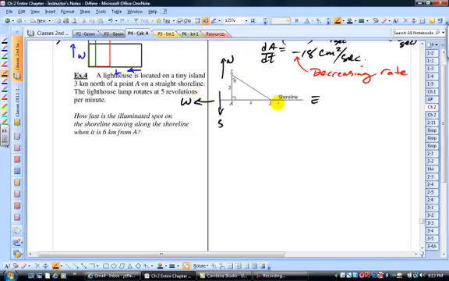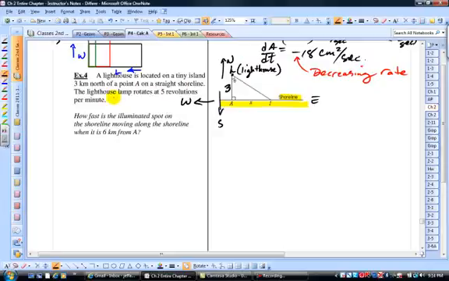Okay, so you've got a shoreline here. You got point A here. A lighthouse is located on a tiny island 3 kilometers north of point A. So this is 3 kilometers here. The lighthouse is here, of course. That's L for lighthouse. L is lighthouse here. Okay, and it's 3 kilometers from point A, and this is the shoreline. Right here in the yellow, that's the shoreline.